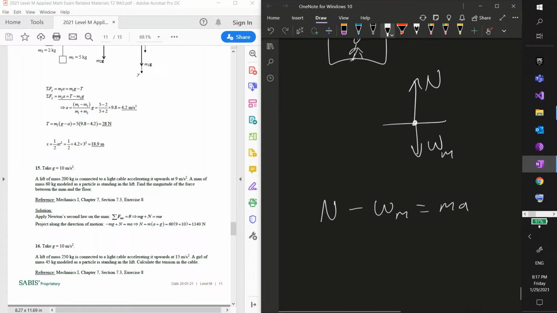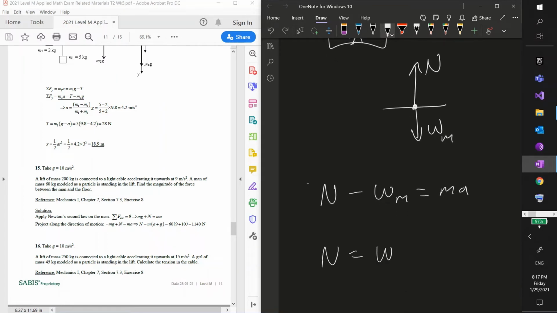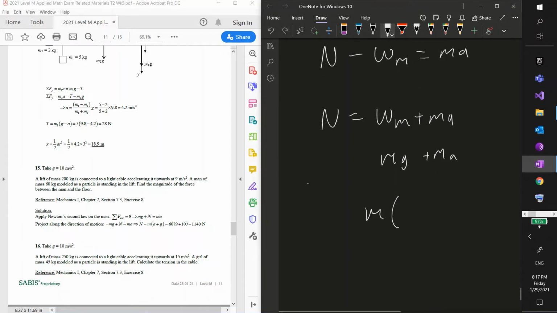So Newton's second law, solve for the normal. Your weight is just mg, and it's that simple. Factor out the mass, substitute the numbers, and you're good. You're Gucci.